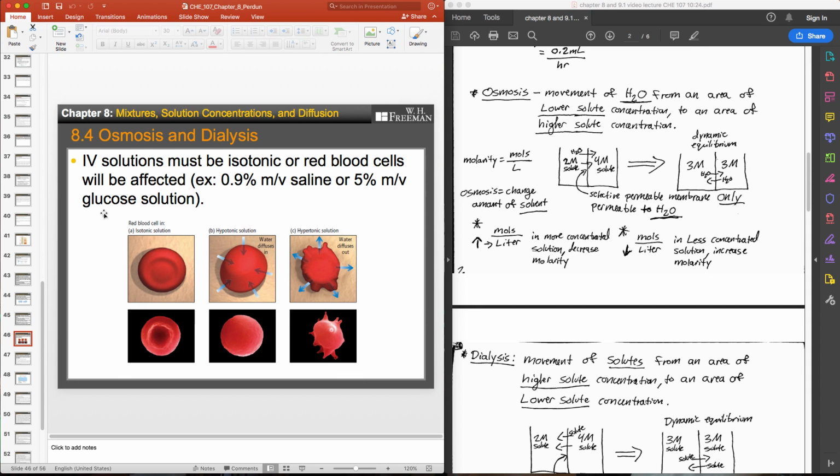But if we're looking at osmotic pressure in a cell, then IV solutions have to be at exactly 0.9% mass per volume saline or a 5% mass per volume glucose solution. If we have any more or any less, it could cause the cells to either shrink or explode.